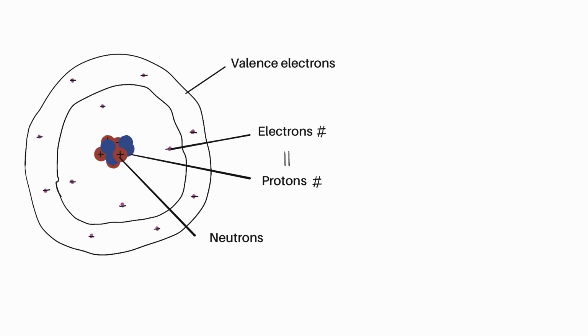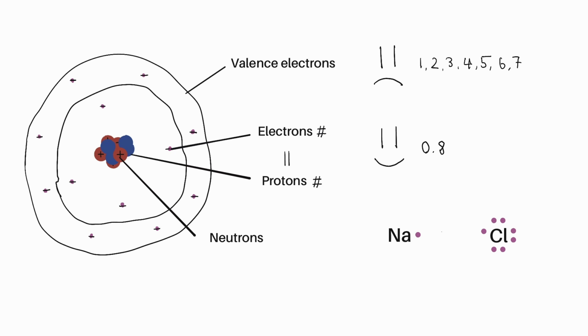But here comes the problem. Some elements aren't happy with their valence electrons. They either don't want to have any of them, or they want to have 8, the most number an atom can have. Let's take an example of the sodium atom and the chloride atom. The sodium atom has 1 valence electron, and chloride has 7.